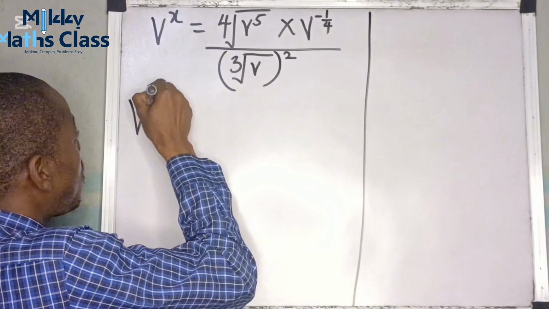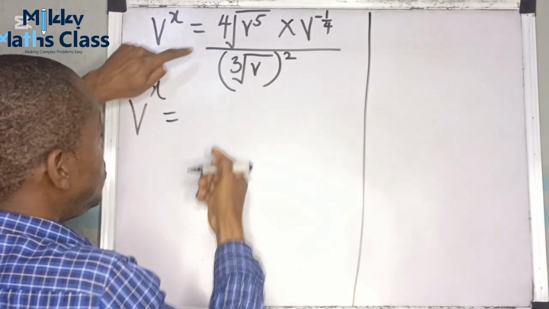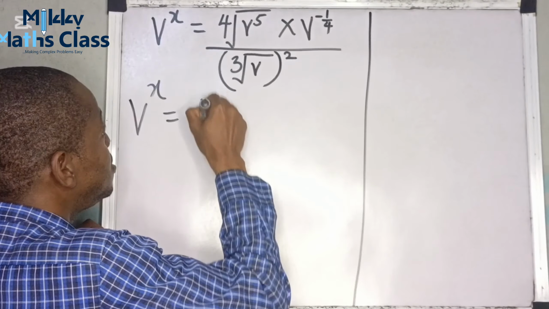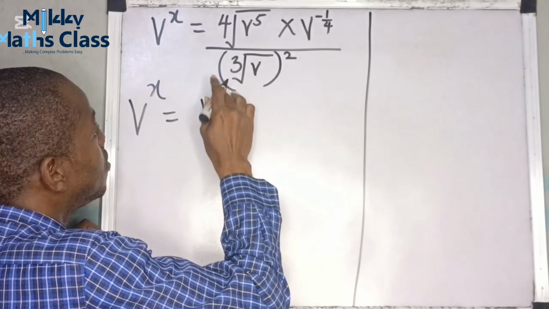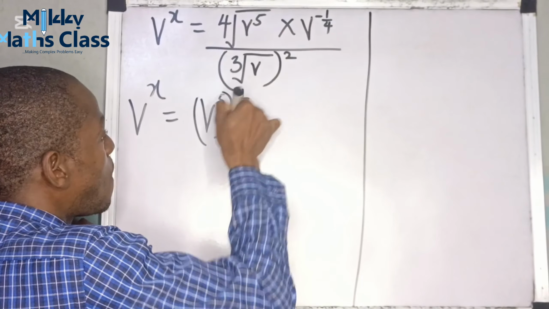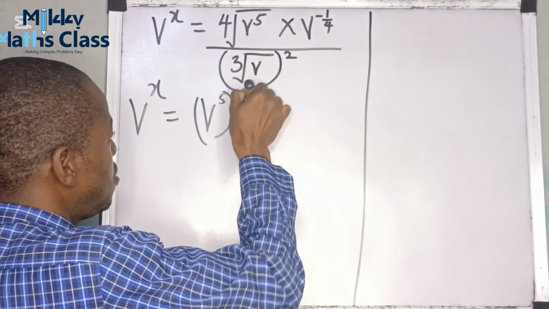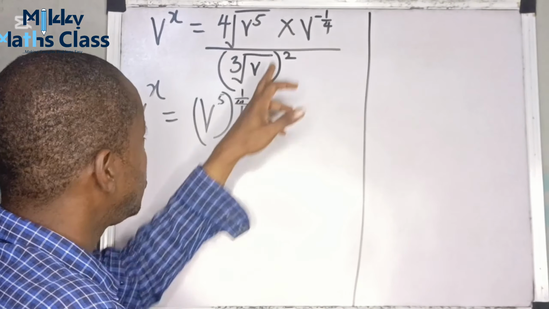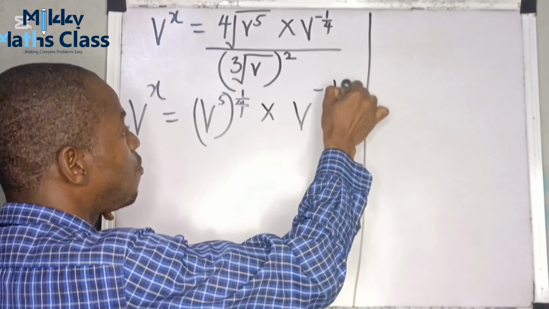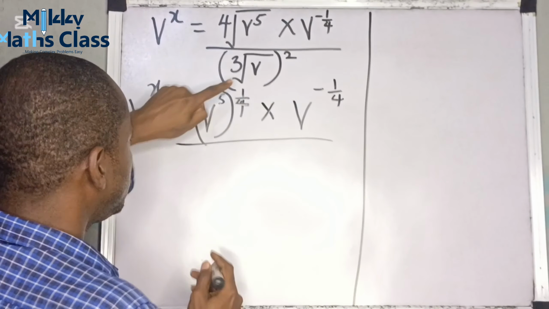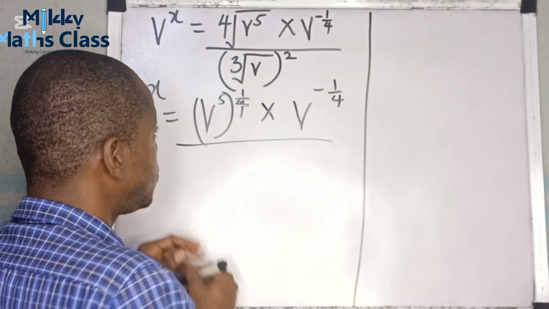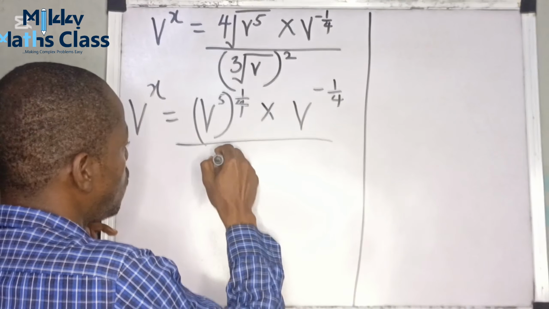We have V to the power of X is equal to the fourth root of V to the power of 5. It's the same thing as writing V to the power of 5 raised to the power of 1 over 4. The fourth root is the same thing as raised to the power of 1 over 4. Times V to the power of negative 1 over 4, over the cube root of V, which is the same thing as writing V to the power of 1 over 3. So this is V to the power of 1 over 3.